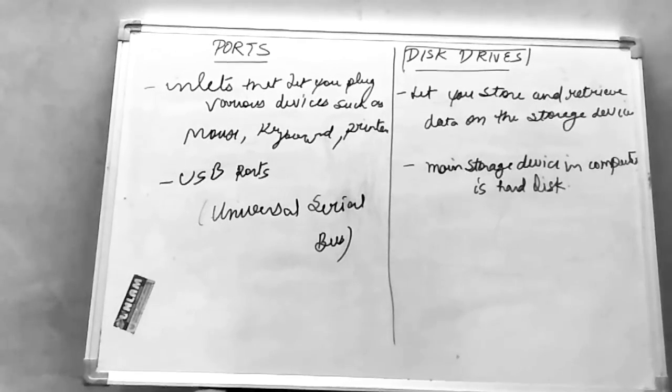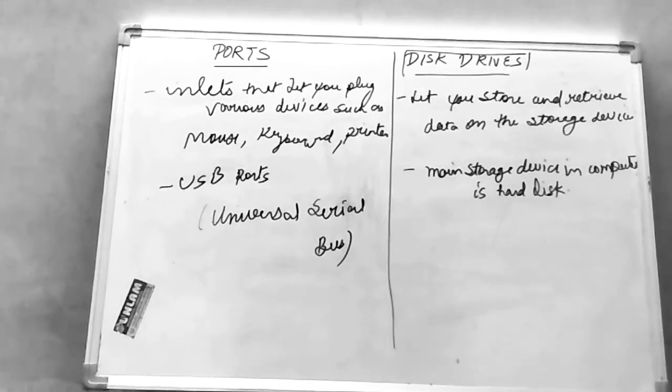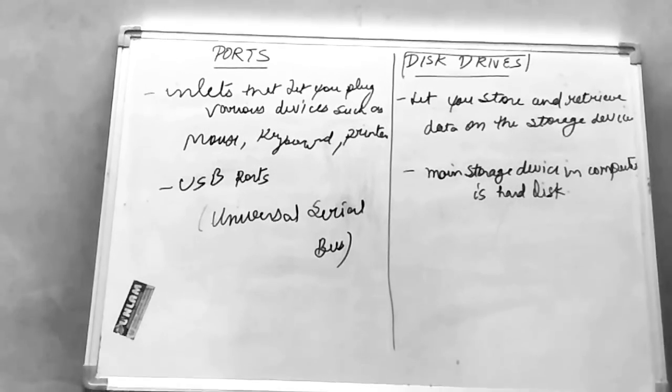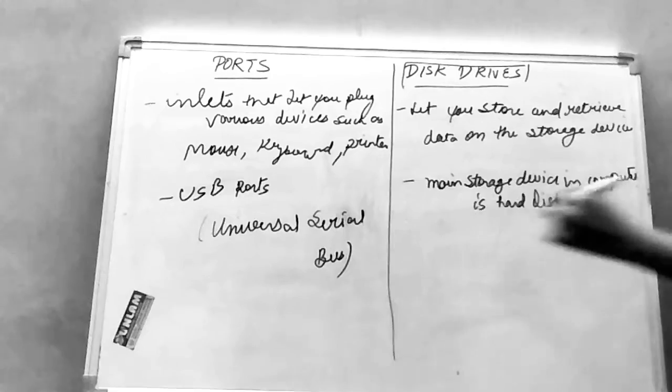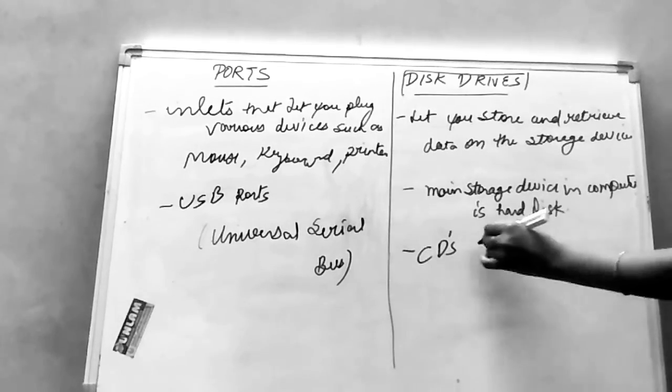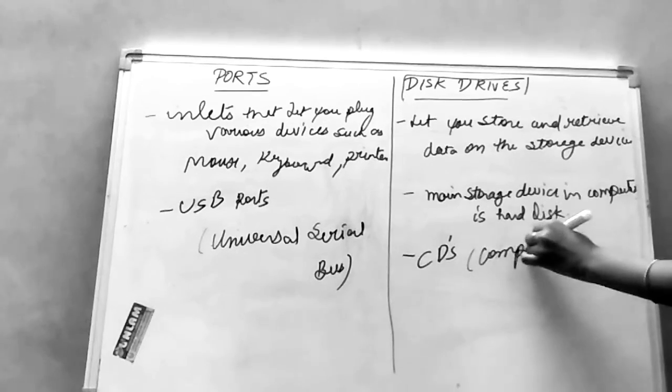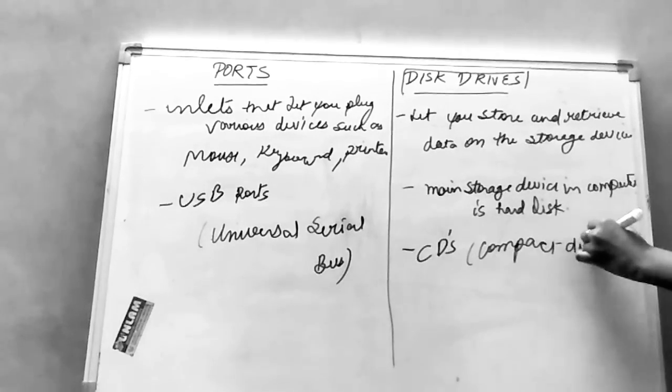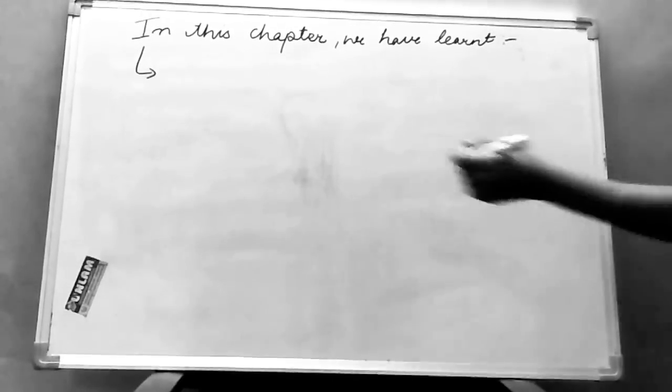Then we learn about CDs. CDs are circular in shape and can store a lot of data. What is the full form of CD? It is compact disk.